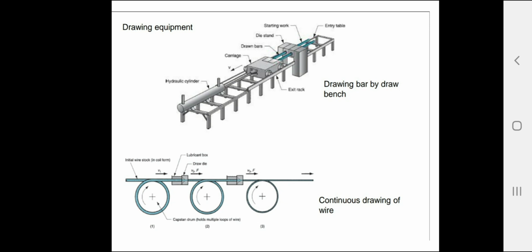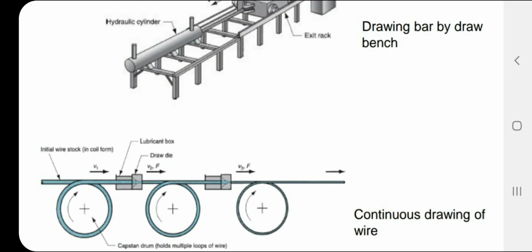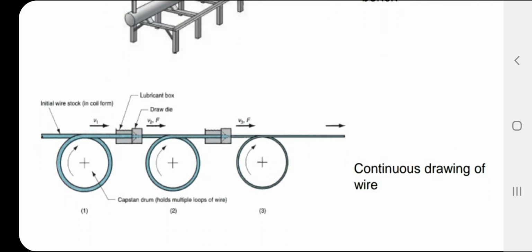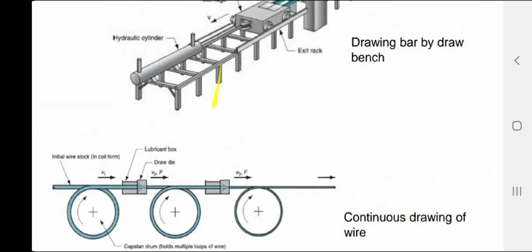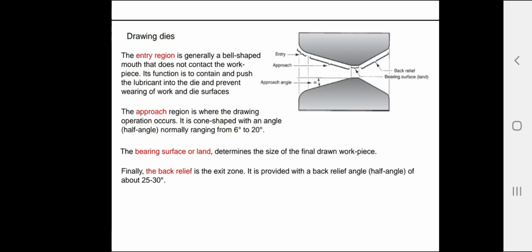Bar drawing and wire drawing are similar, but for bar drawing more power and more pressure is required. The system requires high power, as the diameter is larger, so more strength is required to pull and give a shape. Continuous drawing of wire is possible. In the figure you can see capstan drums hold multiple loops of wire. So the initial wire, then the lubrication box, then the draw dies, and here the wire diameter is reduced.